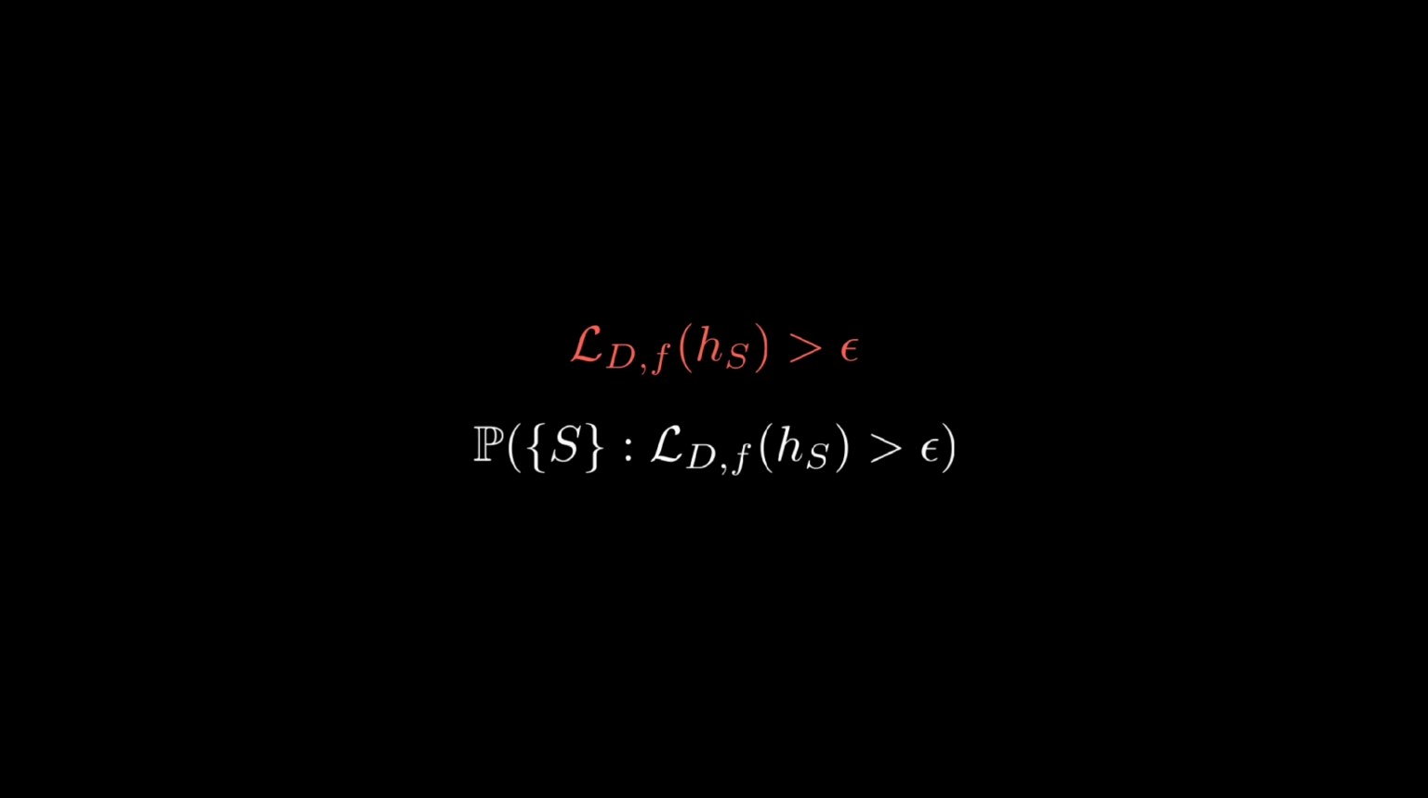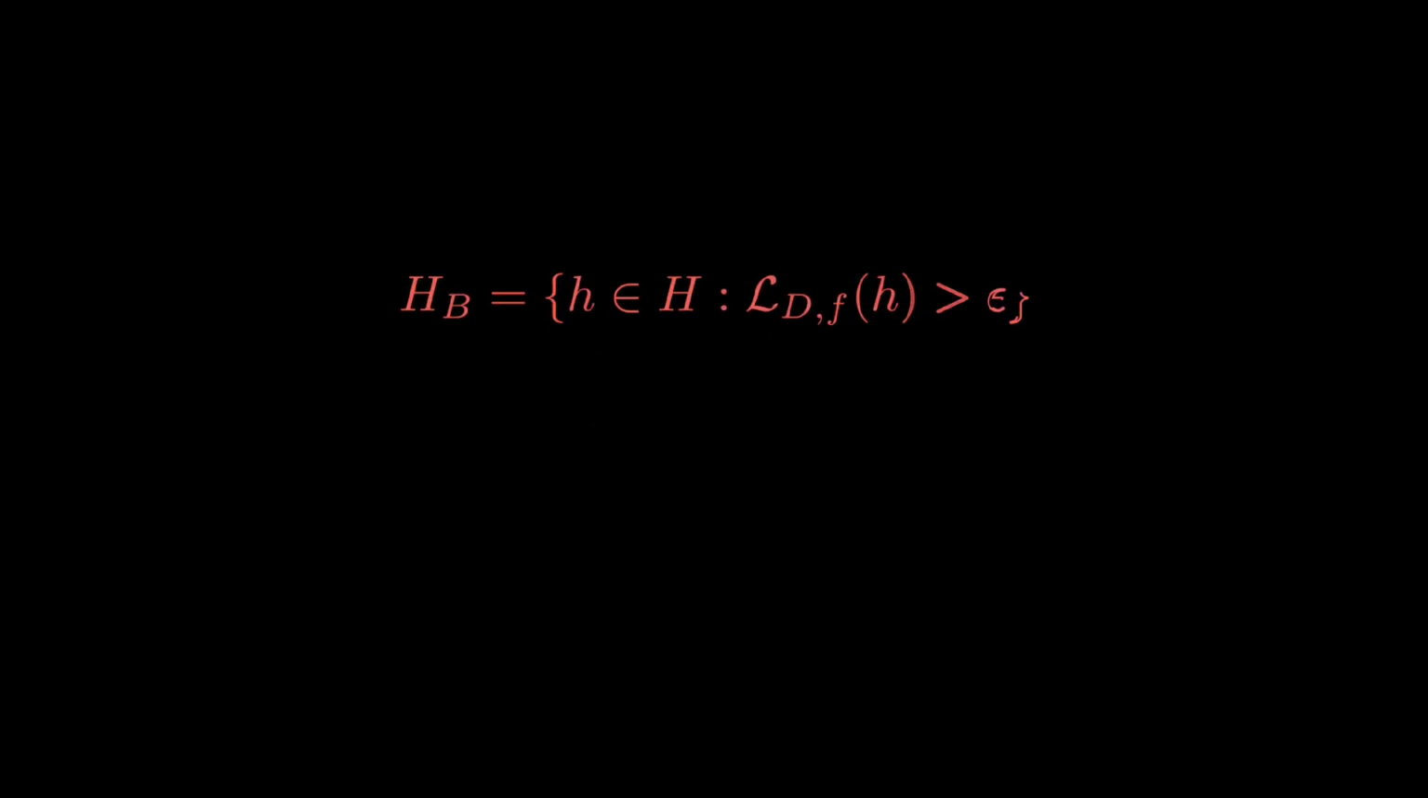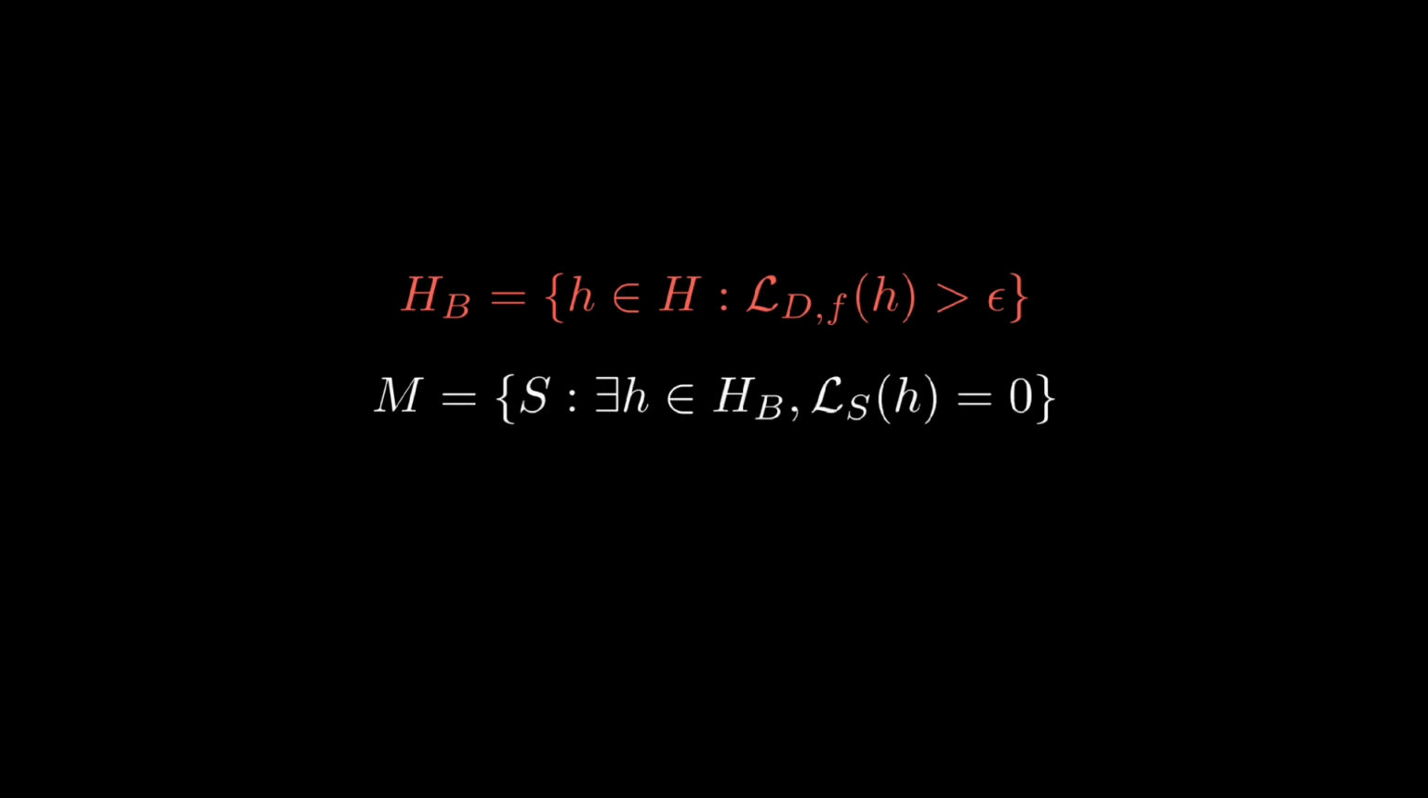Now, let's define a set of bad hypothesis classes which has error greater than epsilon over the distribution. Further, a set of misleading samples where there exists some h in the set of bad hypothesis class whose training error is 0. The ERM outputs a hypothesis that has a training error equal to 0 under the realizability assumption. But it belongs to a set of bad hypothesis class. In other words, the ones with bad overall performance.